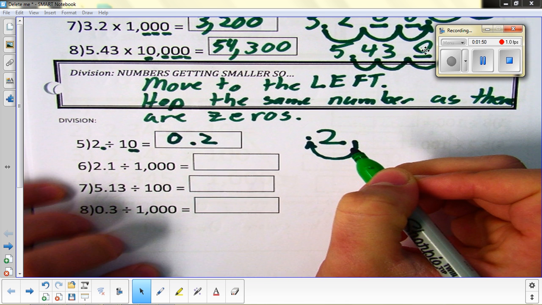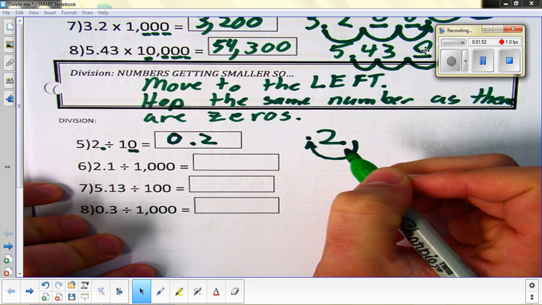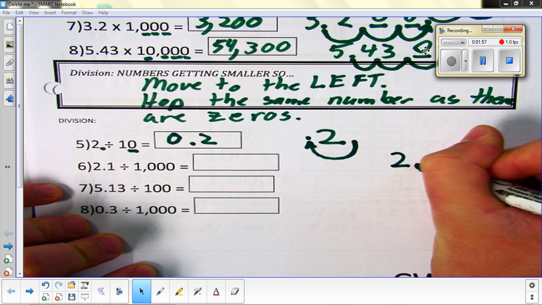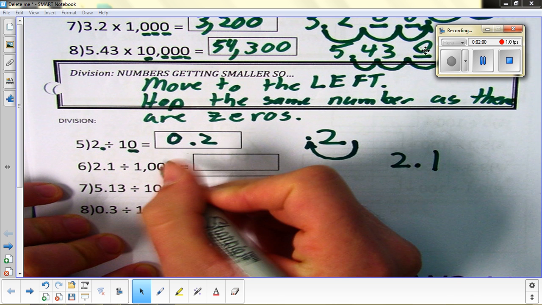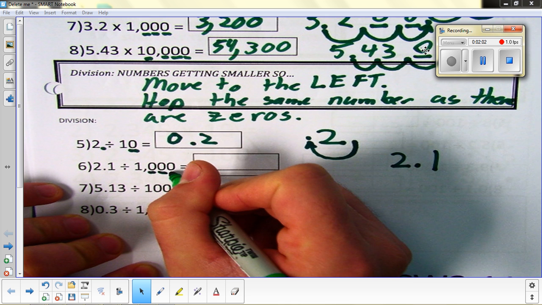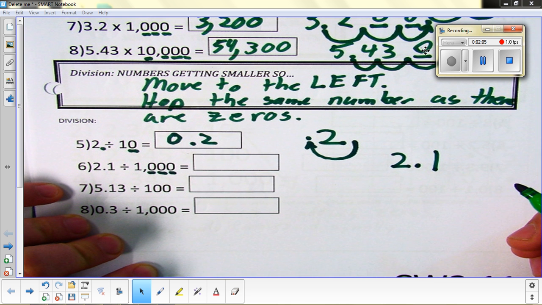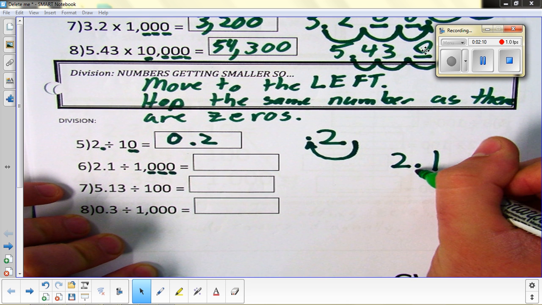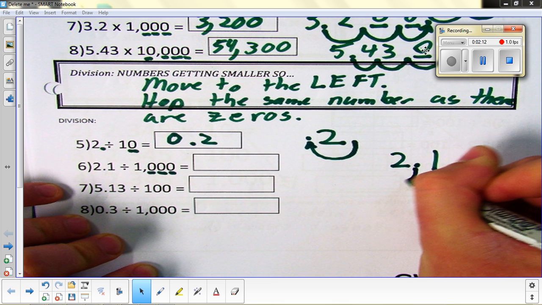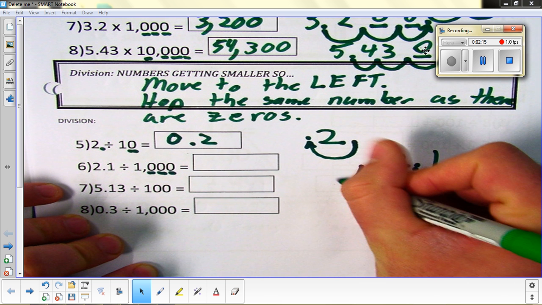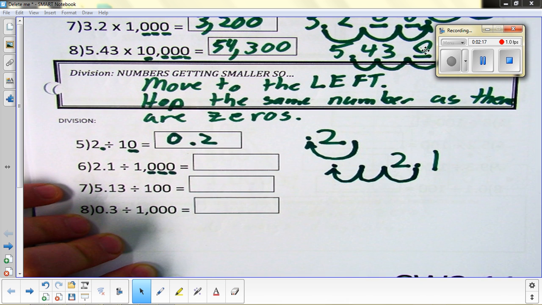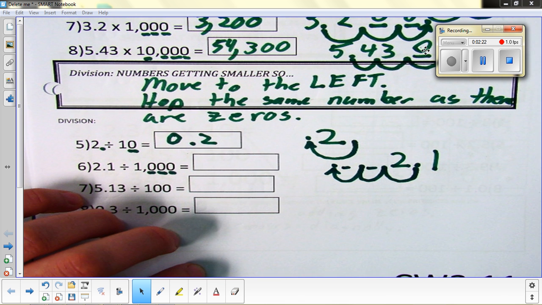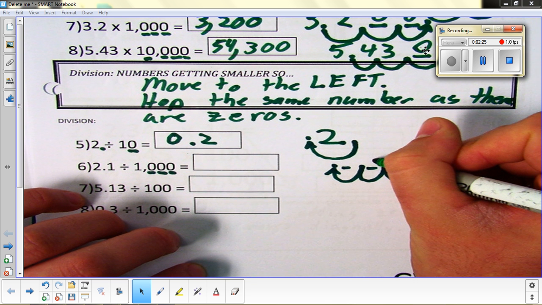Let's try the next one. Class, am I moving to the right or left? That's correct, I'm moving to the left. Count the number of spaces, count the number of zeros. How many spaces am I moving to the left, class? That's correct. Grab your decimal and hop 3 spaces. 1, 2, 3. My new decimal lives right there. I have 2 blank spaces again. 0R hero, the placeholder, fills in those spaces.